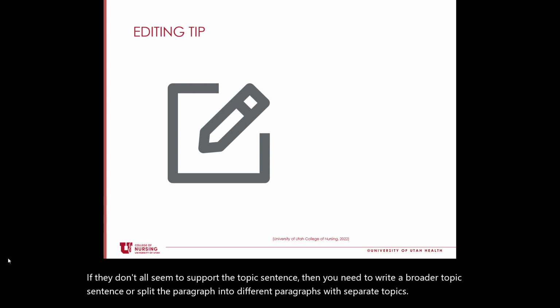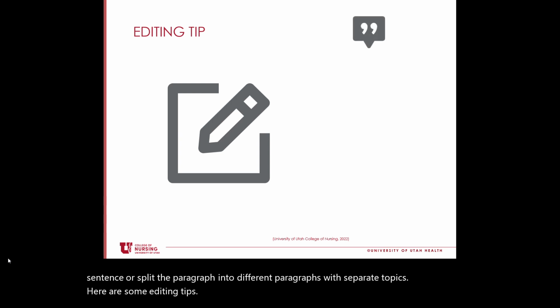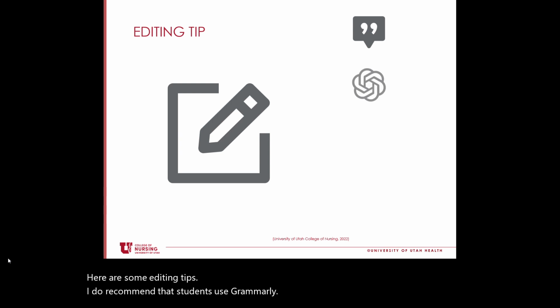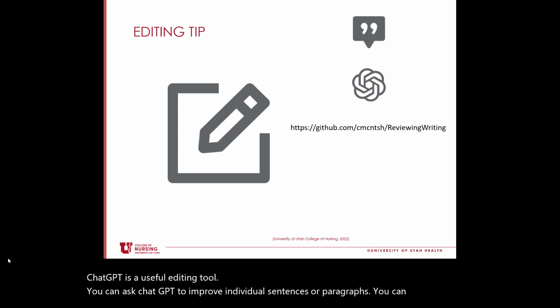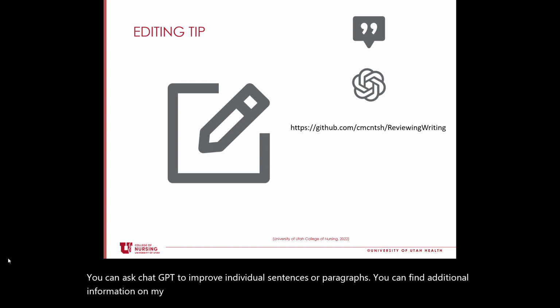Here are some editing tips. I do recommend that students use Grammarly. ChatGPT is a useful editing tool. You can ask ChatGPT to improve individual sentences or paragraphs. You can find additional information on my Reviewing Writing GitHub page.